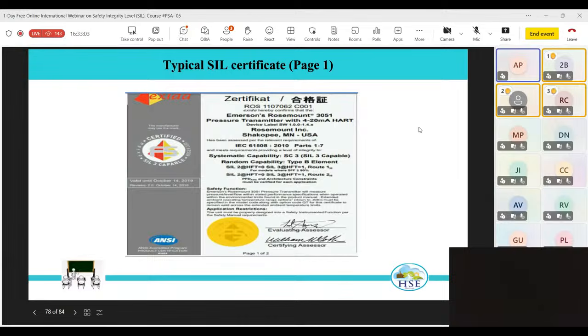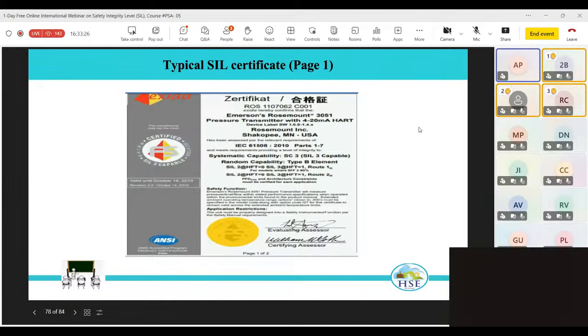Now, Type A and Type B. Type A means something of which every failure mode is understood, every way it can fail. That needs a lot of discussion. Right now I'll be able to tell you only this much, because the details will be explained in a detailed course, which is a 3-day course.